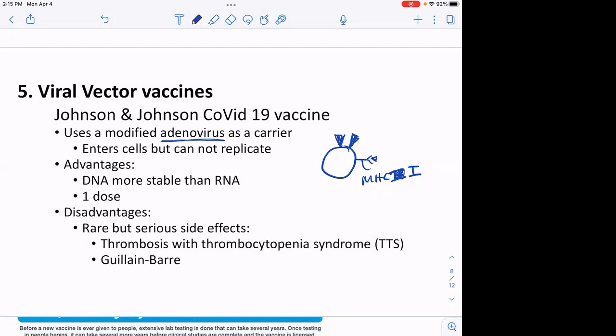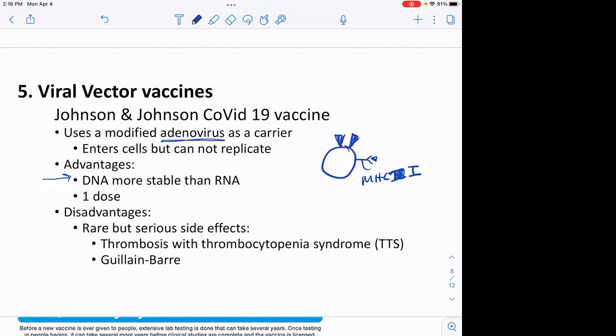So we didn't have to refrigerate this one quite as cold. DNA is a little bit more stable than RNA. A single dose, for a while we said that was good enough. Now I don't know what we're saying exactly about that.